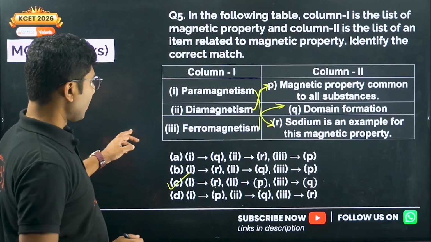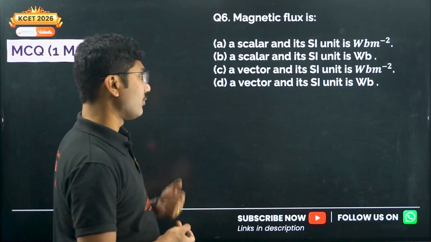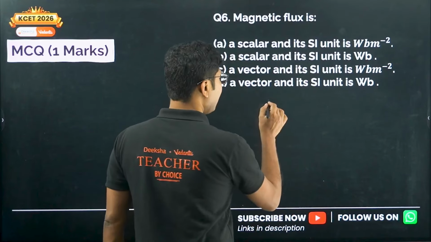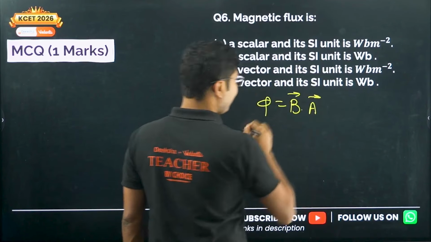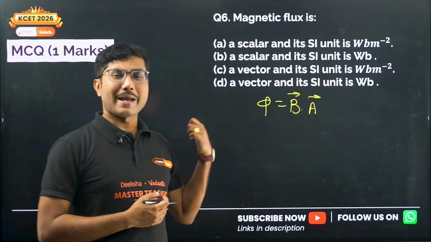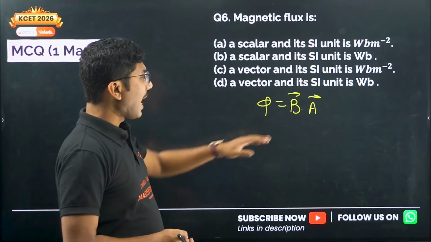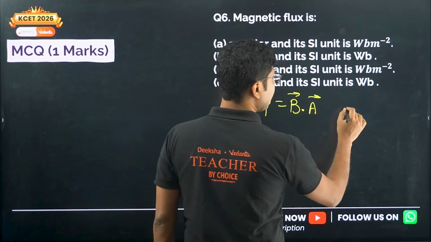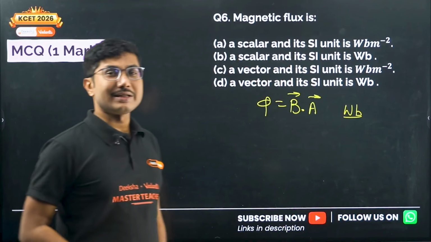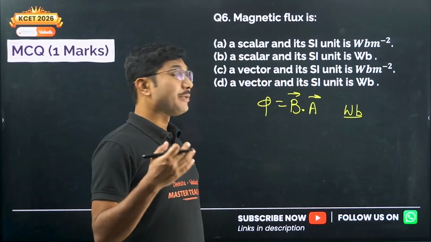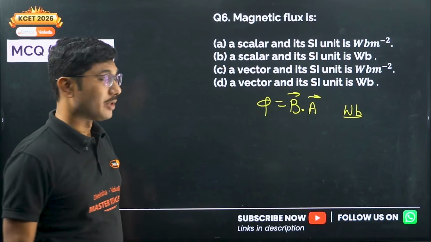Now, next question. Is magnetic flux a vector quantity or a scalar quantity? First of all, magnetic flux is given by B dot A. So magnetic flux is always a scalar quantity. Whether it is magnetic flux or electric flux, flux is always a scalar quantity. The unit of magnetic flux is Weber. For electric flux, it is Newton meter square per coulomb.